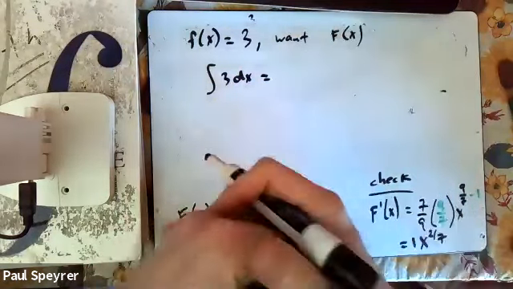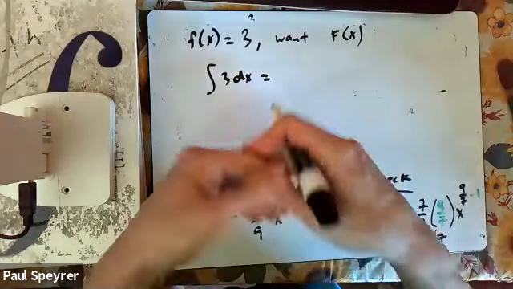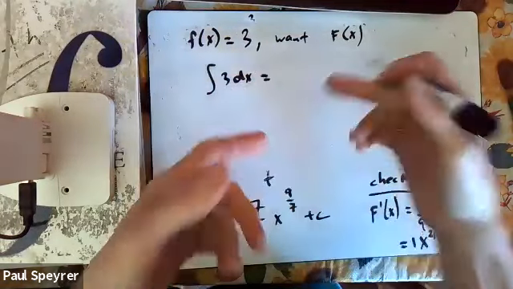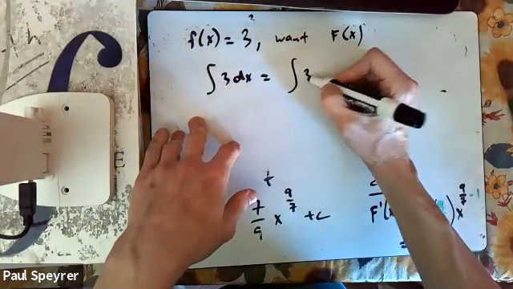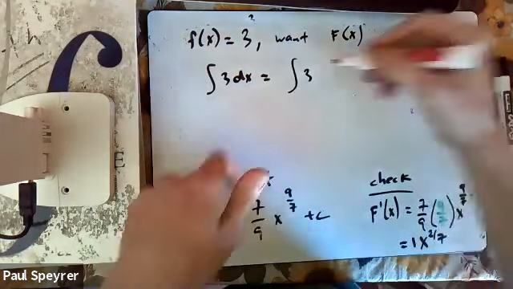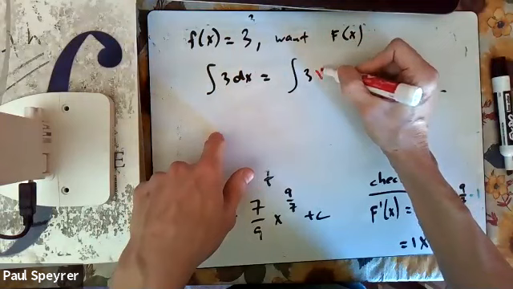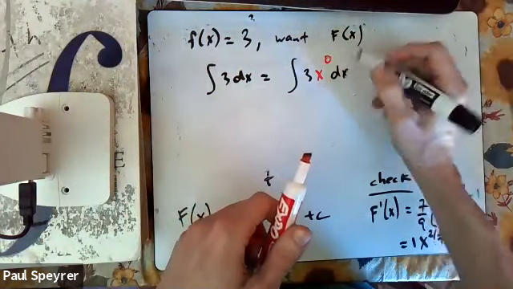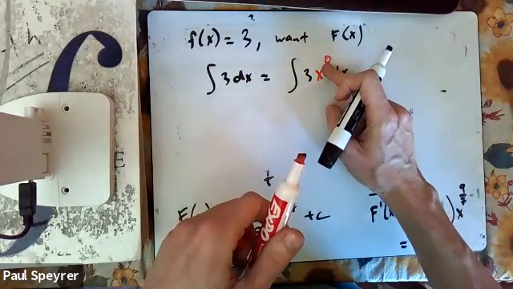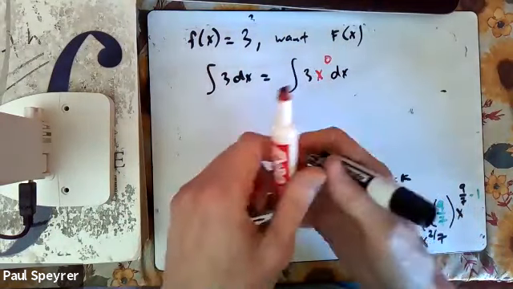Well, we're still going to do the power rule. It's just that we don't see an x out here. But there technically is an x. This is like saying 3 times x to the 0th power dx. Because what is x to the 0? It's 1, and 1 times 3 gets it back to 3.